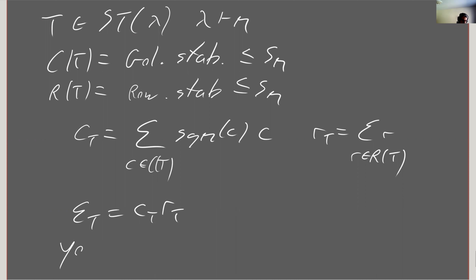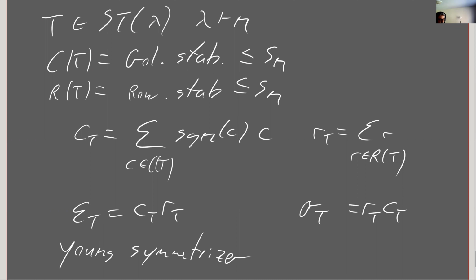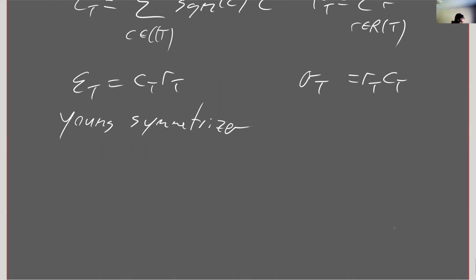It's a standard thing, which I'm sure lots of people here know. And then we have sigma T, which is the variant that we want. This is going to be RTCT. Okay, so you see it's a slight modification of the original one. Okay, and so these are idempotent up to scalars, and they give a projection onto the V lambda, so the irreducible representations indexed by lambda.